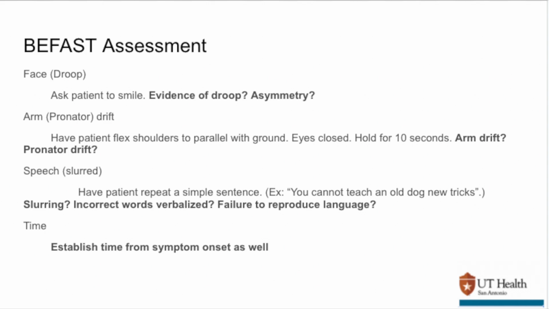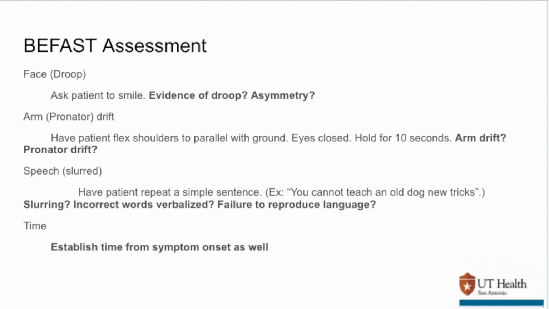The F, A, and S are all the same tests that we used in the CPSS. The F stands for the facial droop, using the same mechanism as described in CPSS. The A stands for arm or pronator drift, utilizing the same bilateral flexion at the shoulder that we had discussed for the CPSS. And the S stands for speech, specifically if there's any slurred speech or if there's any incorrect words verbalized or failure to reproduce language.